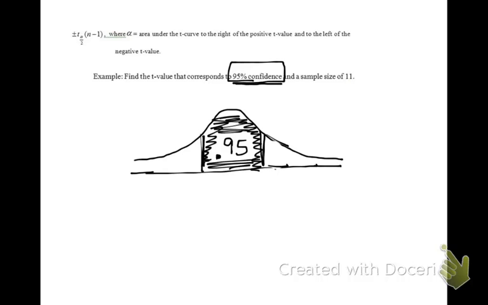Now the idea here is that if there's 95% in the middle, then on your tails that leaves over a total, if you were to sum them up, of 5%. That's your tail area on both ends. That's your alpha.